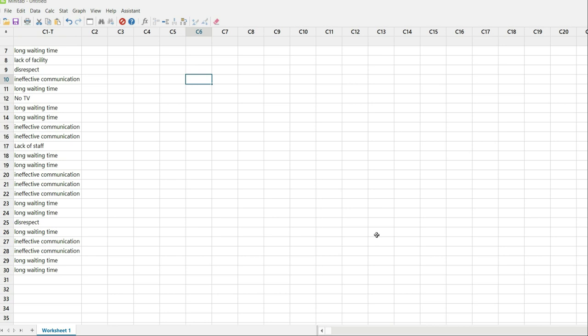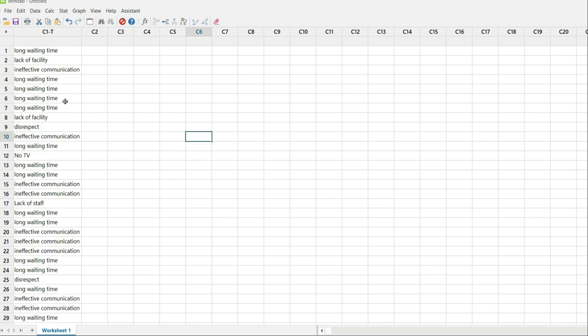Minitab is one of the specialized statistical software for healthcare quality and patient safety data analysis. From this, we can do all data analysis, especially for quality and patient safety. So today we'll see how to construct a Pareto chart.